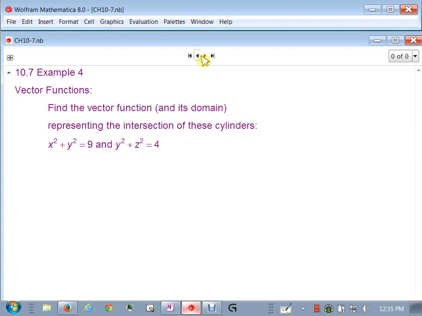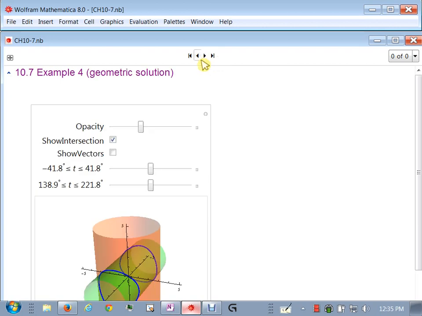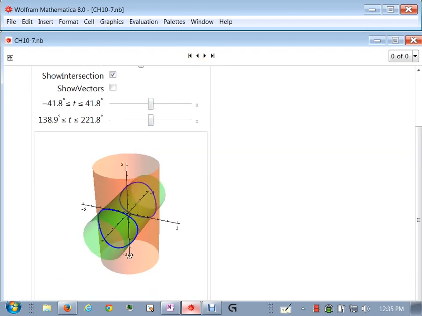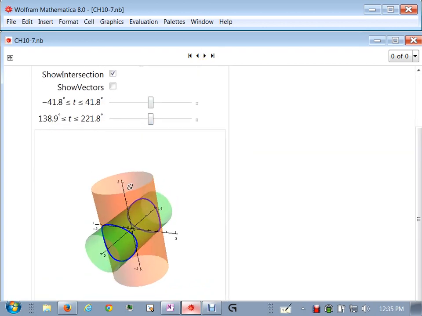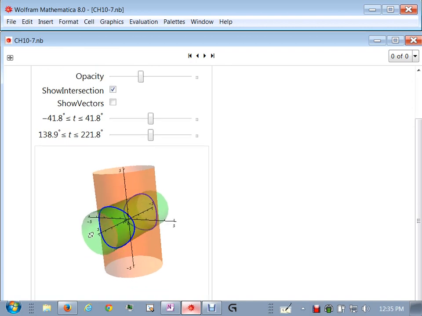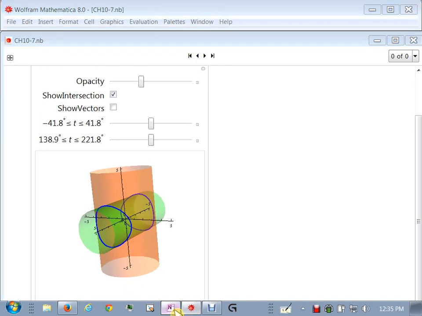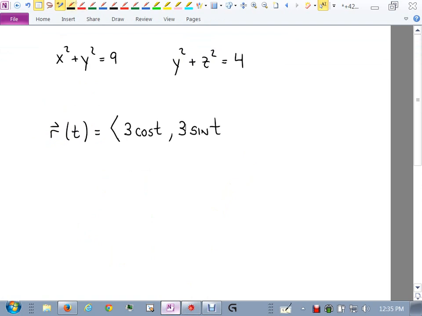Making sure my picture matches. Goes down the x-axis. This is right. So this right here, the way it's written, would satisfy this first equation, wouldn't it?